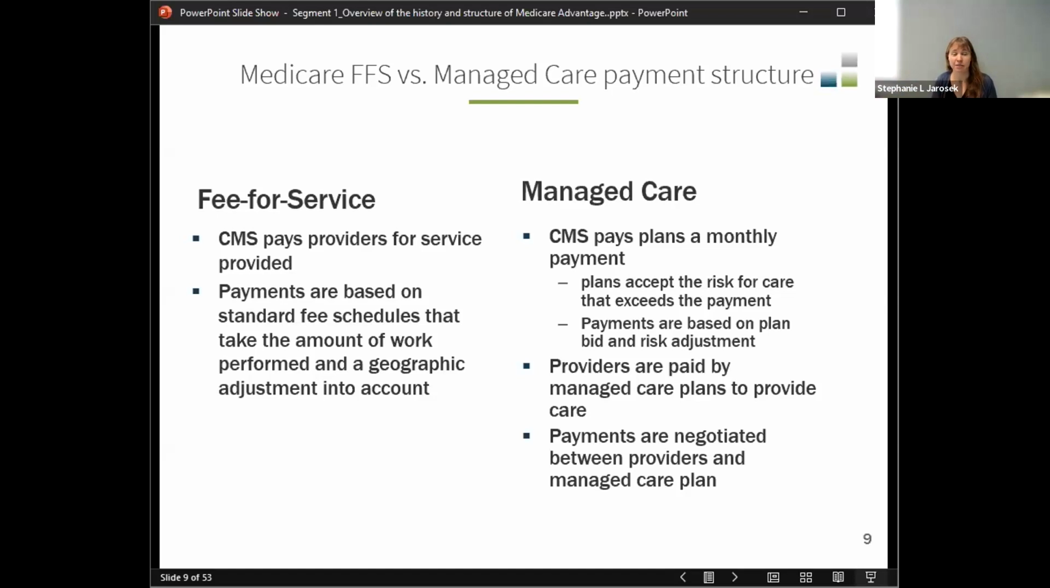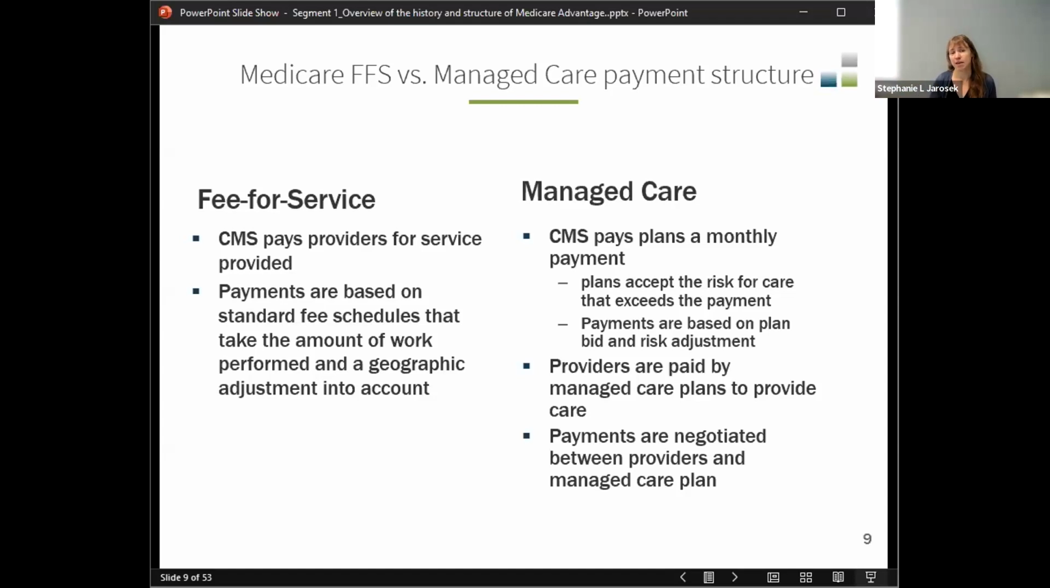You can find information from MedPAC about how all of those different things are designed, but typically the provider knows what CMS is going to pay them for a given service, and we can find that out too. We can go onto the website and find out what the payments are. With managed care, it's different.